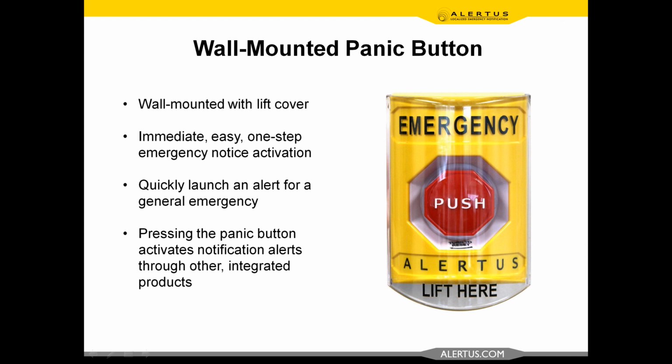So it's wall mounted. It's got that cover to prevent unplanned activation. One step, you're able to push that button. A lot of our customers will put that in their guard shacks or the front desk. You push that button, it'll put the campus into lockdown. So there's no need to log into a mobile app or log into a PC. You just run up, push that button, and the message goes out as you've planned it and set it up previously. Very quick to launch, and then pressing that panic button activates notification alerts through other integrated products. Like I mentioned, it'll set off any number of our capabilities.